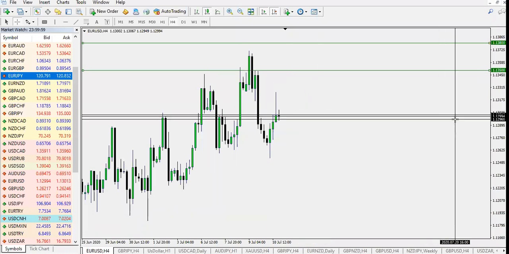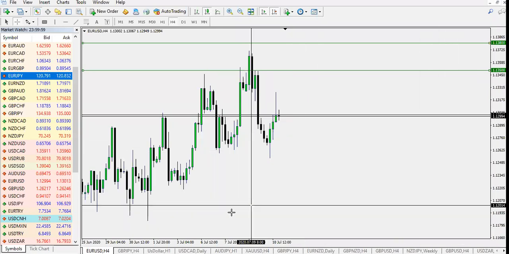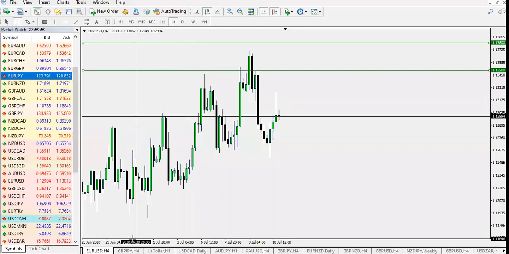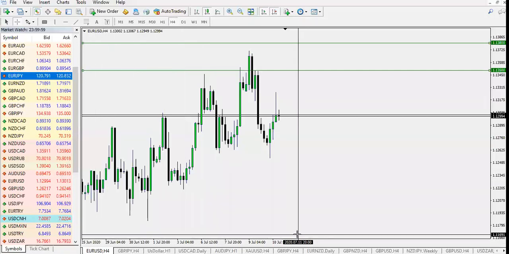So what essentially I'm saying is, when we are looking at anything, whether it's a currency pair, a commodity, an index, there's two things we are trading. We are trading time at the bottom here.